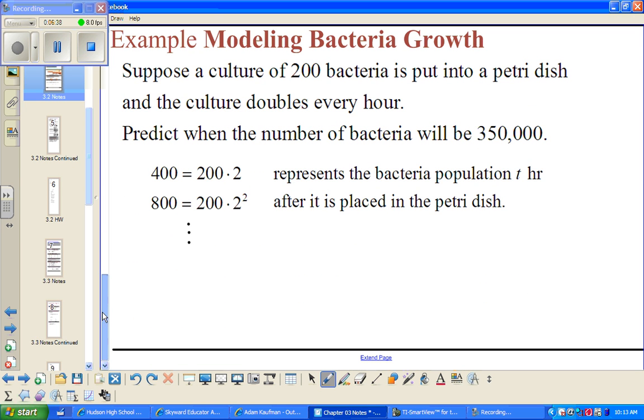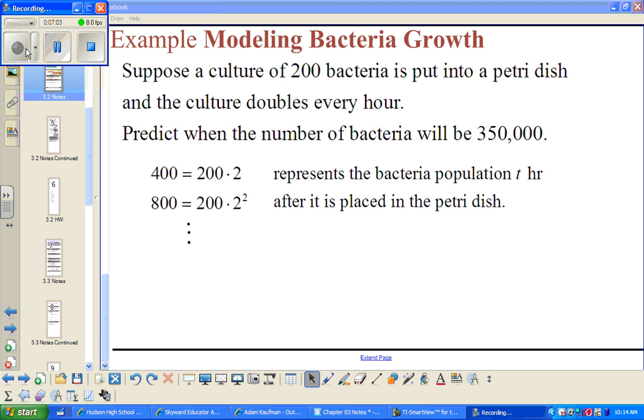This next example, modeling bacteria growth. Suppose a culture of 200 bacteria is put into a petri dish and the culture doubles every hour. Predict when the number of bacteria will be 350,000. And then I start you off here with a little information. Why don't you go ahead and pause, see what you can do with this problem.